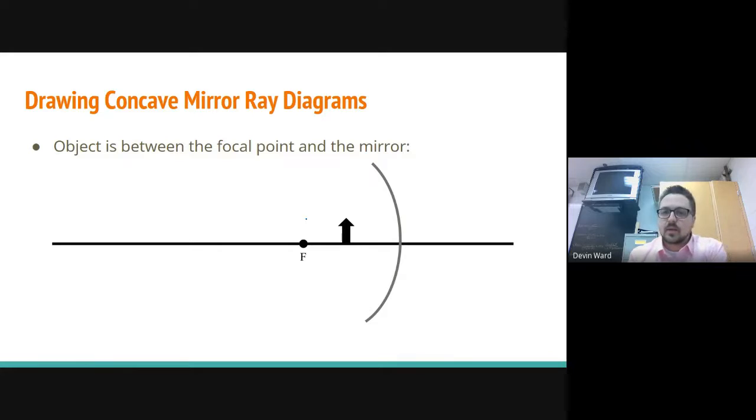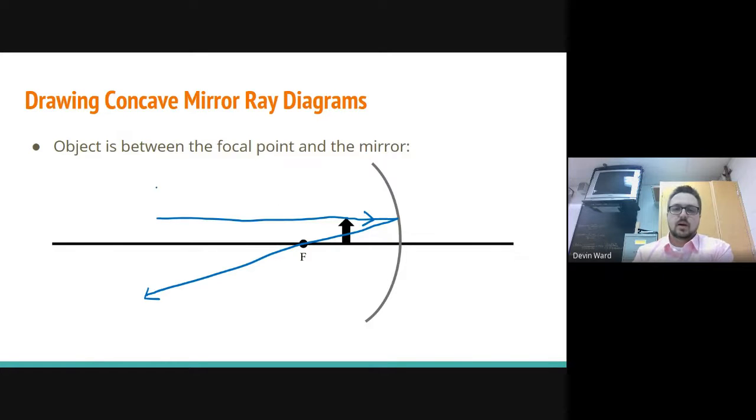Okay? So the first one, remember, comes here. It's going to bounce through and reflect through the focal point. Not great, but you can kind of get the gist of it. So that would be ray 1. So remember, it comes in parallel to the principal axis.